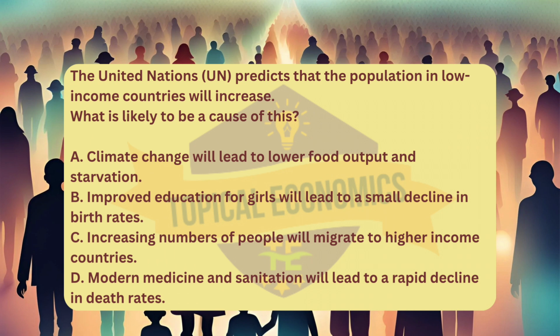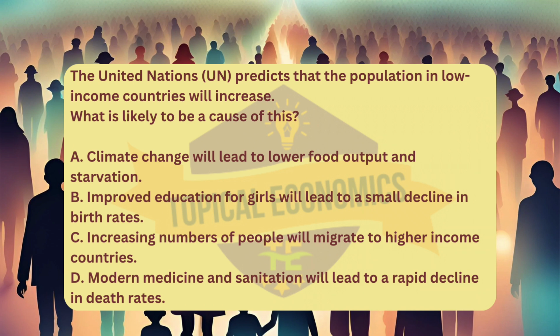The correct answer for this question is option D. Modern medicine and sanitation will lead to a rapid decline in death rates. The main reason for population growth in low-income countries is often a decline in death rates due to improvements in modern medicine and sanitation. When healthcare and sanitation systems improve, mortality, especially infant and child mortality, tends to decrease. This means more people survive into adulthood, leading to a population increase even if birth rates remain high.